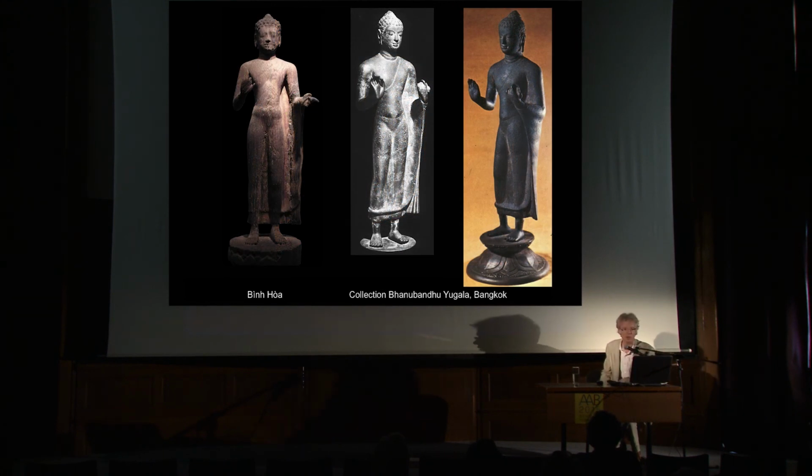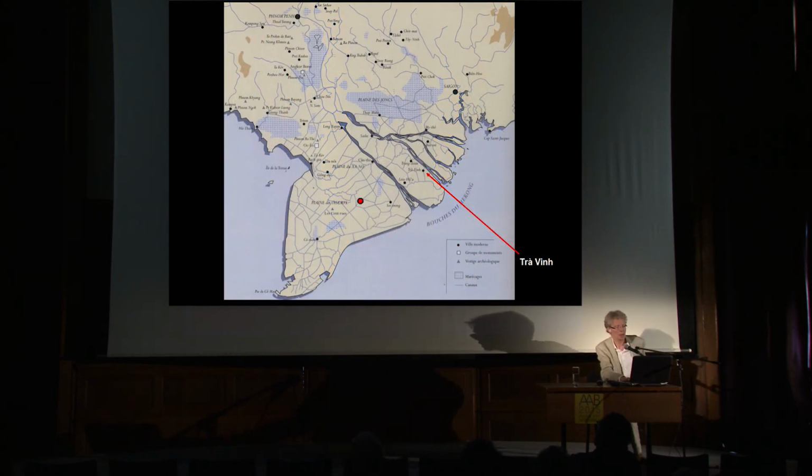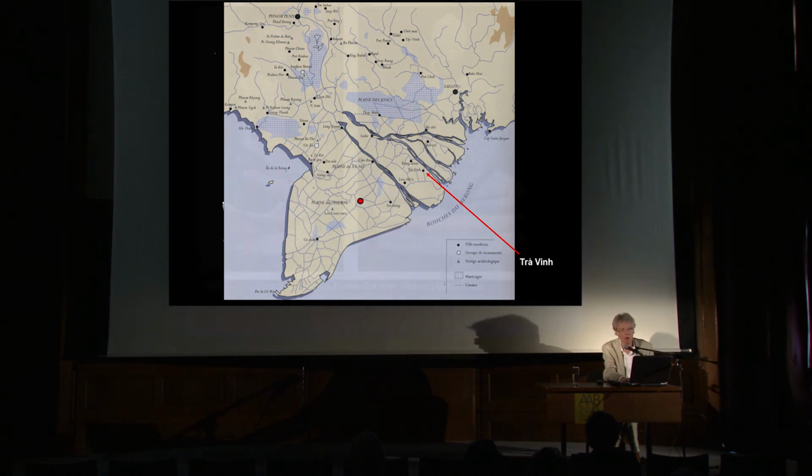But in Southeast Asia, the same kind of iconographies and techniques have been found here and there. For instance, this Buddha image from the Banu Bandhu Yugala collection, which is now preserved in the National Museum of Bangkok. But I was never able to see it myself. It was not on display for many times, so I only took the pictures from Boisselier's book. We find not only wooden sculptures dating back to the maybe late 6th up to the early 8th century, as I said before, but also stone sculpture.